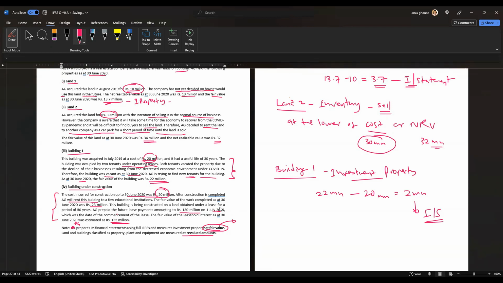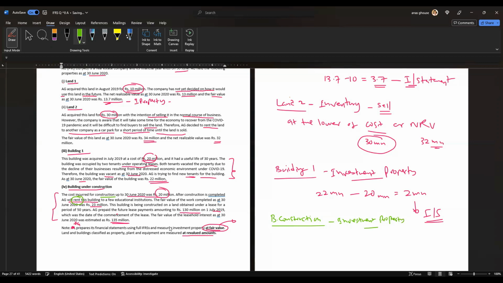First one is the building construction. And what is the purpose of constructing the building? Is to rent out. Okay. So the standard clearly says if the building is under construction and the intention is to rent it out, so that has to be treated as investment property. Okay. This is investment property.